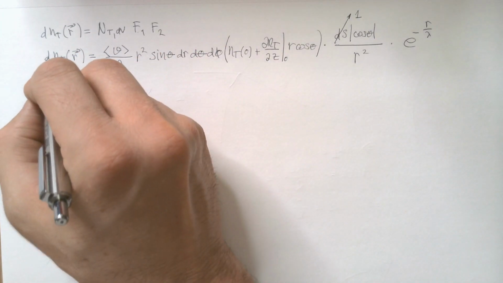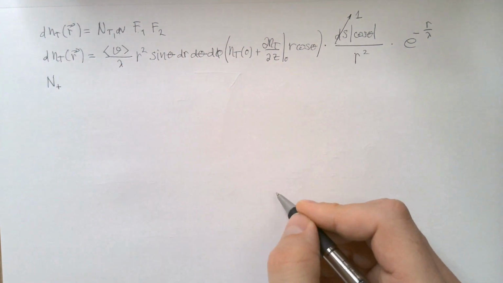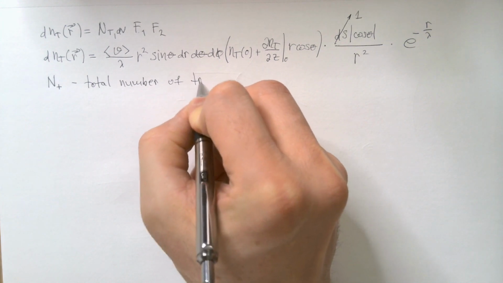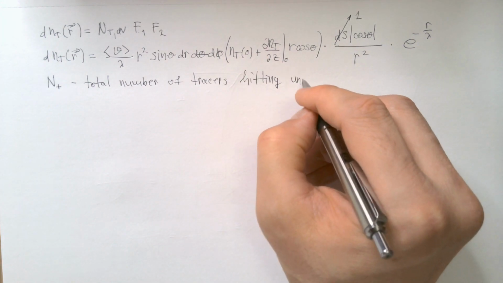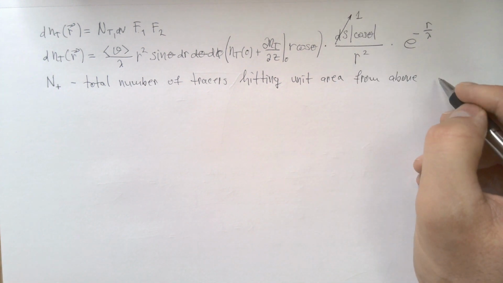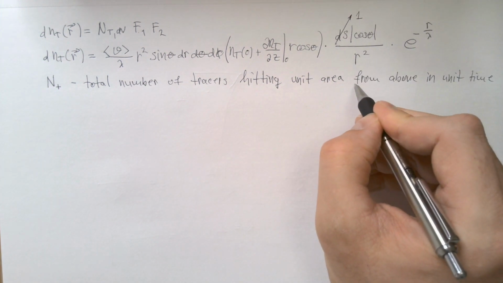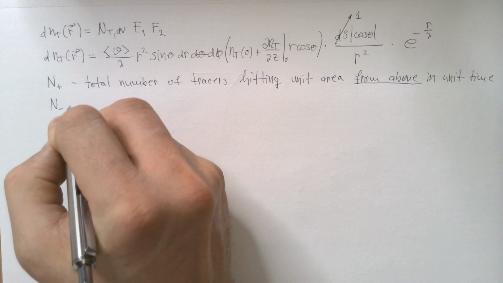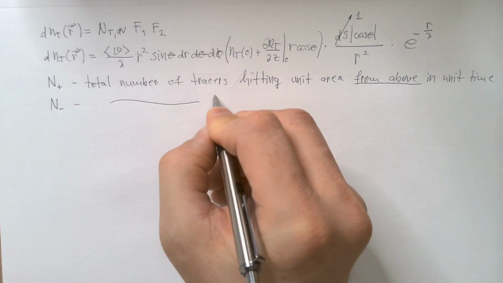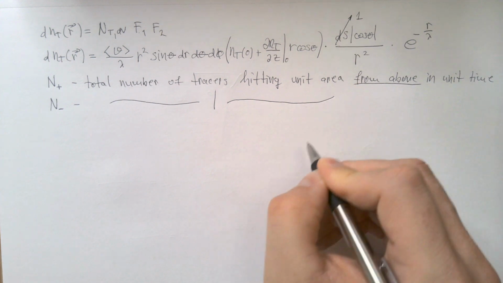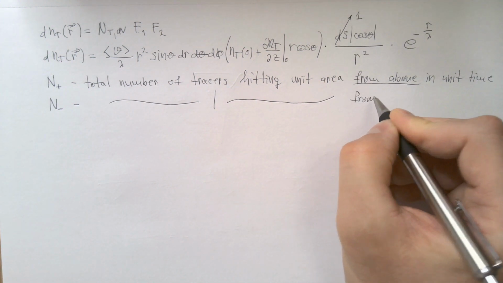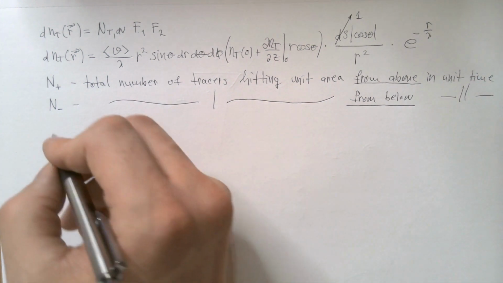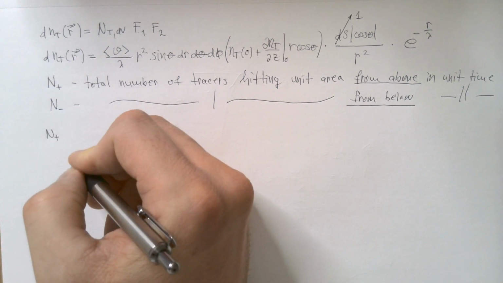To do that, I will introduce n plus to be total number of tracers hitting unit area from above in unit time. And from above is the key term here. And similarly, I will define n negative to be total number of tracers hitting the unit area from below in unit time. So what would be this n plus?